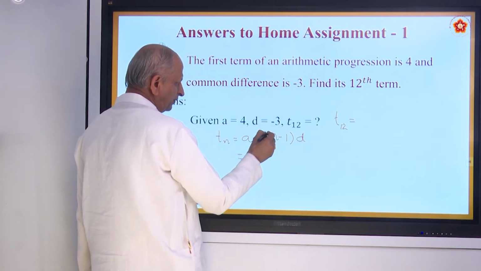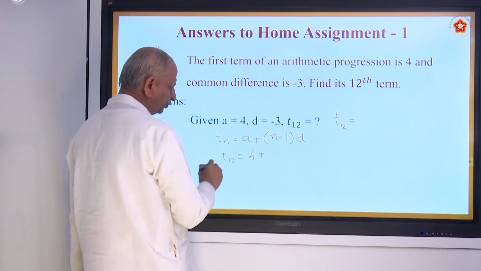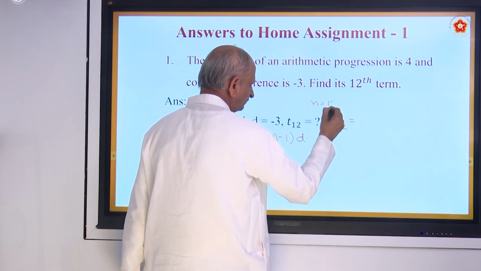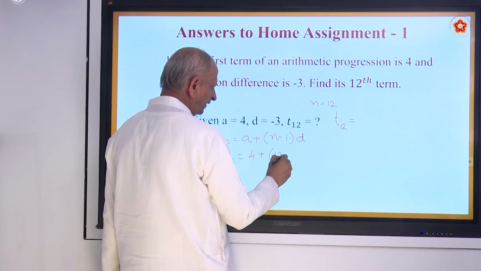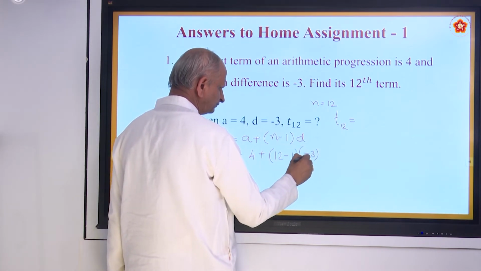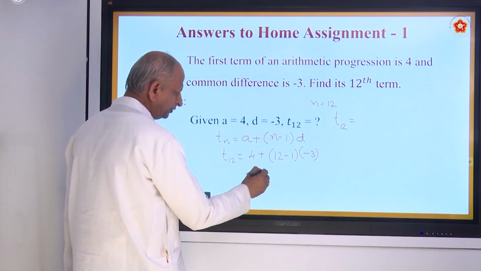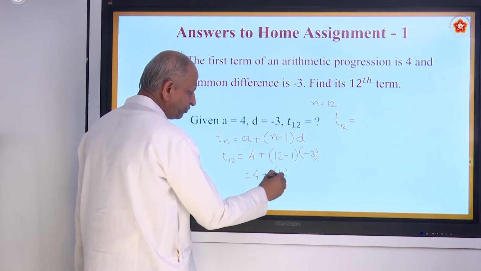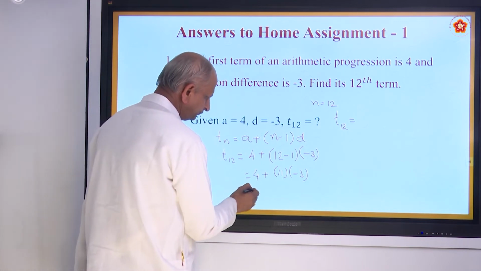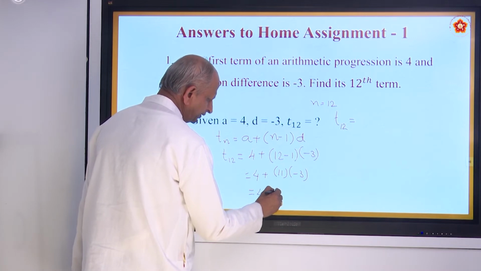4. What is n? N is, we are finding for T12, no. So n becomes 12. So 12 minus 1 into d, d is how much? Minus 3. You put in brackets. So that becomes 4 plus 11 into minus 3. How much it will be? So 4, 11 3s are 33.